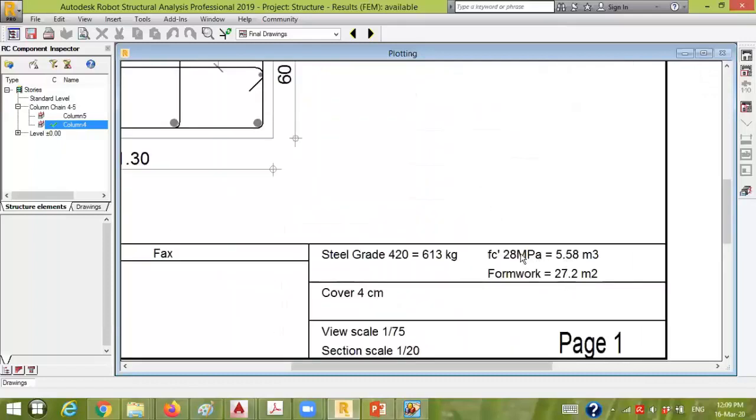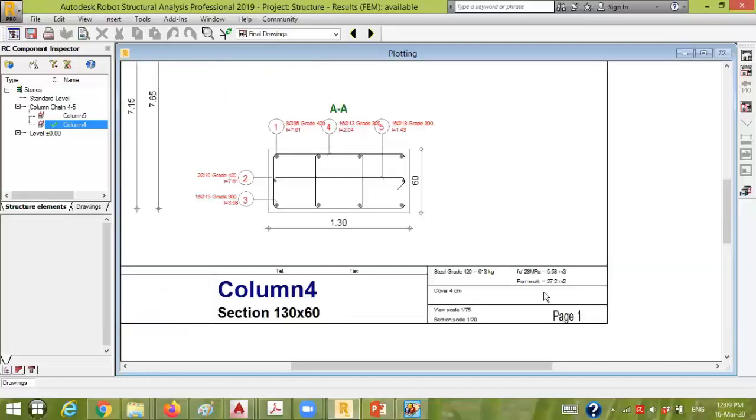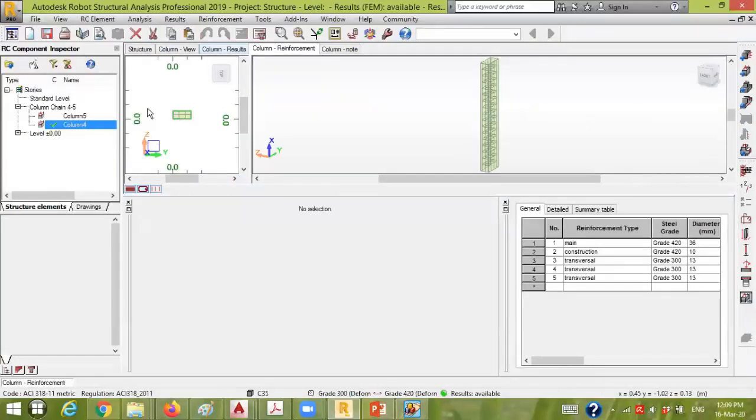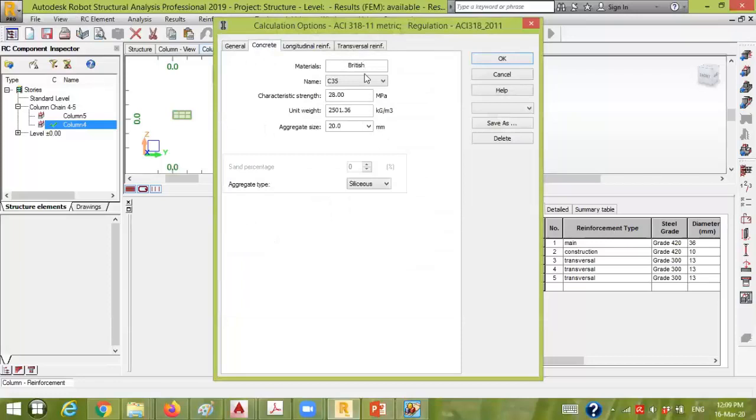This is the material property, F'c. We'll check this information now. This is the quantity of concrete, quantity of formwork, quantity of steel, cover, scale, and so on. I missed a part here, related to the reinforcement pattern. You can let the software select any reinforcement, and you can specify the calculation options. So the concrete is C35. Strange. Must be 35 exactly. Okay, you can keep 32.